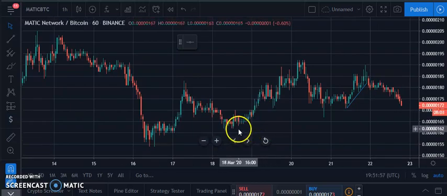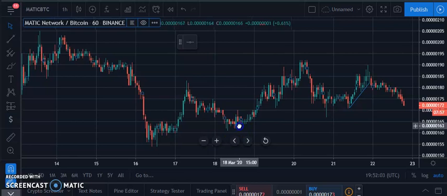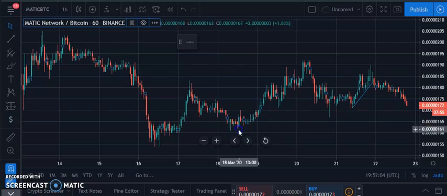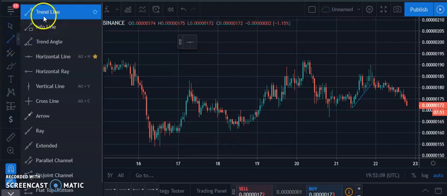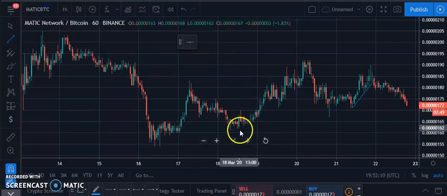So this is actually what is playing out here. We want to start from here. This is where it began. This is where the uptrend began. Take it up from there.